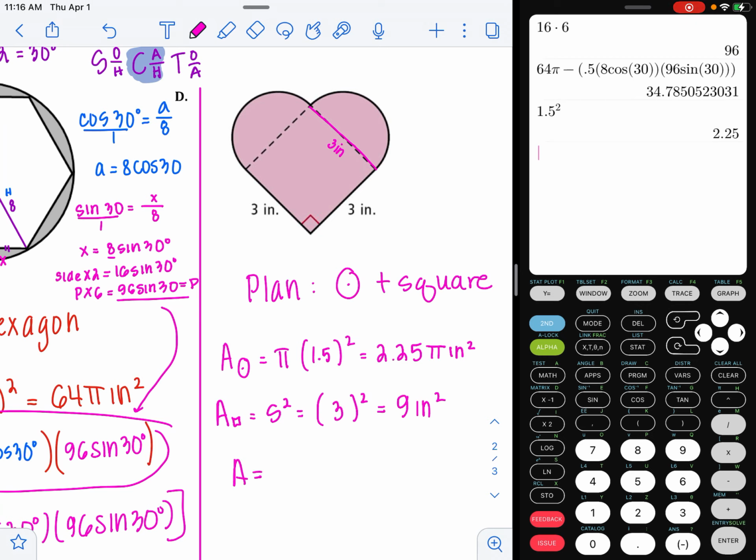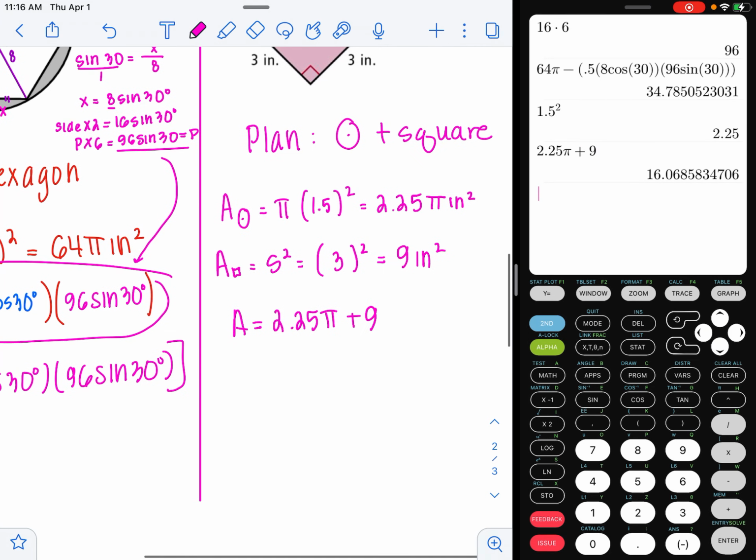So now I can follow through with my plan. The area is equal to the area of the circle, 2.25 pi, plus the area of the square, which is 9. So I'm going to do 2.25 pi plus 9, and I get 16.6. Sorry, 16.1, that's not a 6. 16.1 inches squared. All right, that's it for composite figures.